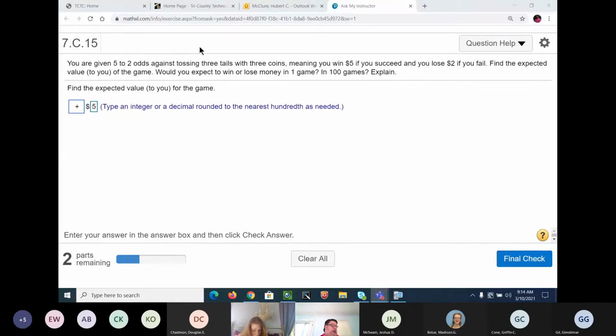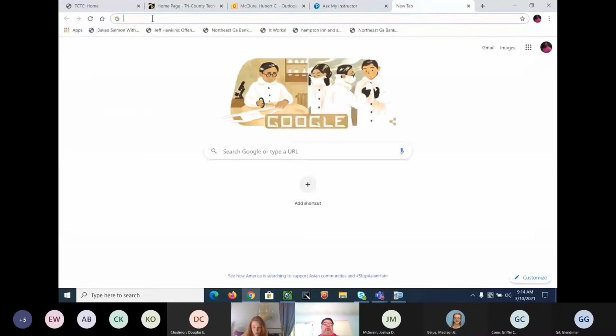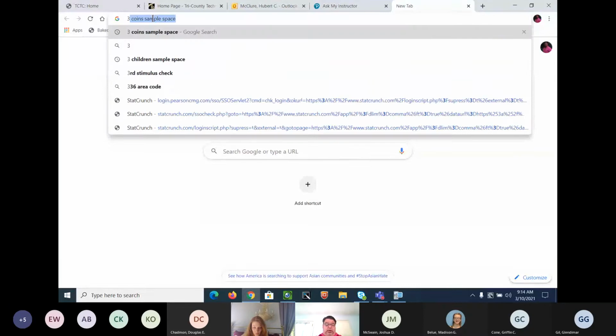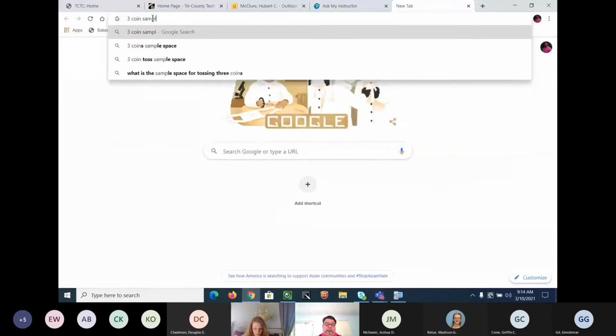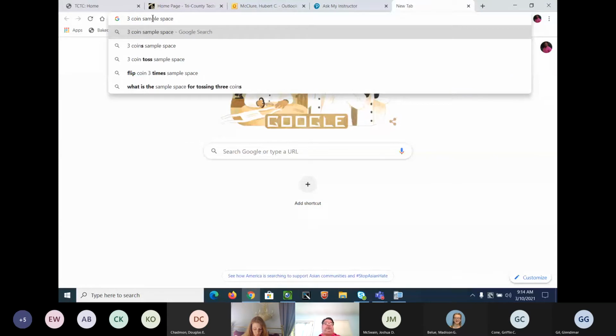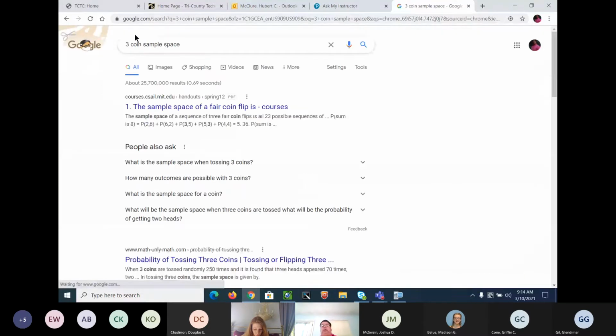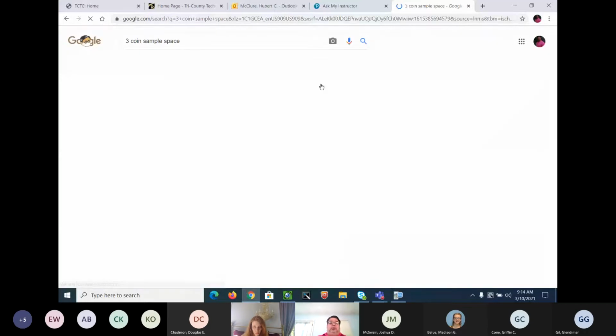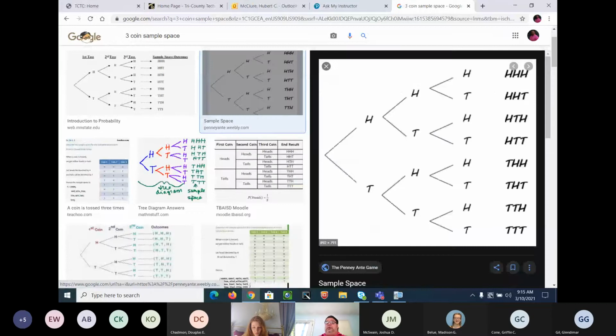So here we go. First of all, you need to make sure you have, this is another one of those things that I told you should have. Look up 3 coin sample space. Kind of like the 3 kids. Hit images, and there's the 3 coin sample space. So that's another one to have on your index card so you don't have to think it up.